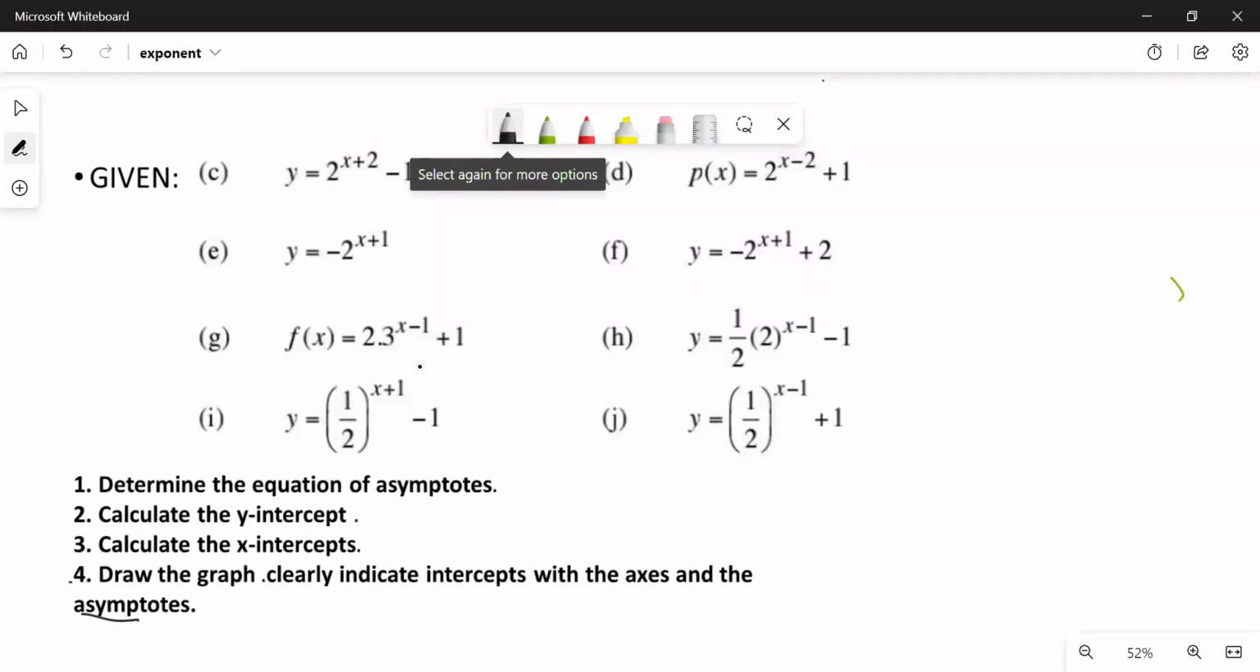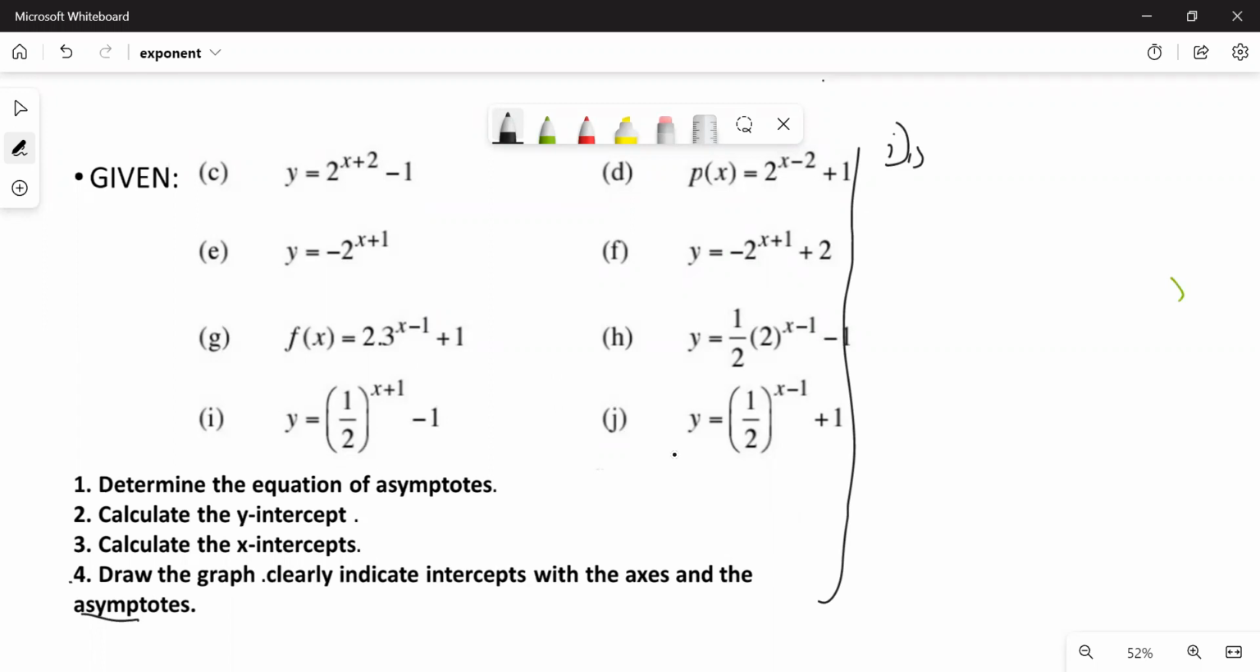So here we have number 1. On number 1, they say we are given y, which is given as 1 all over 2 to the power of x plus 1, minus 1. And then here, the first question says, determine the equation of the asymptotes. Now, on number 1, we put 1.1 here. How do we determine the equation of the asymptote?